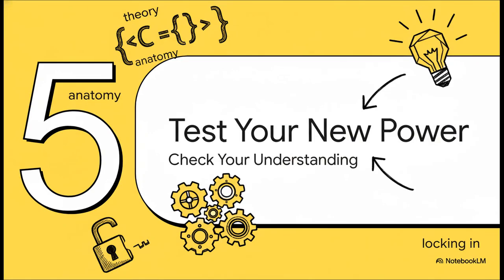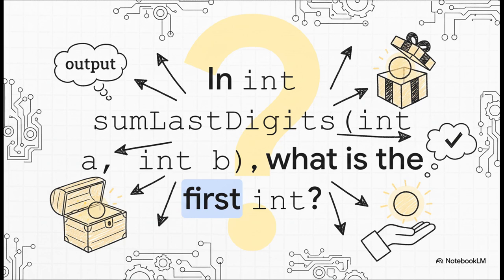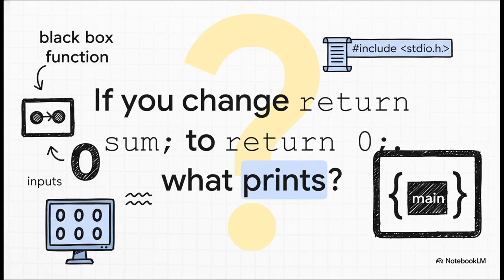All right. You've learned the theory, you've seen the anatomy, and you've been told the big secret. Now, it's time to test out this new power of yours. I'm going to throw a few questions at you just to see if these concepts have really clicked into place. First question. Let's look at that function signature again. What does that very first int represent? What's its job? I'll give you a second. It's the promise of what the function will give back. It's the output type.